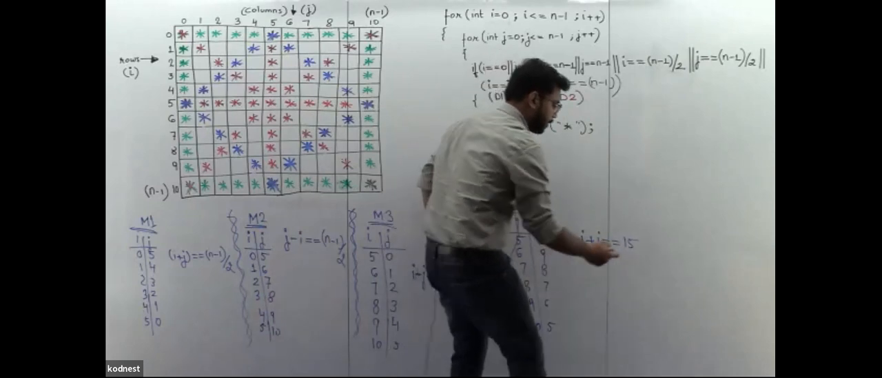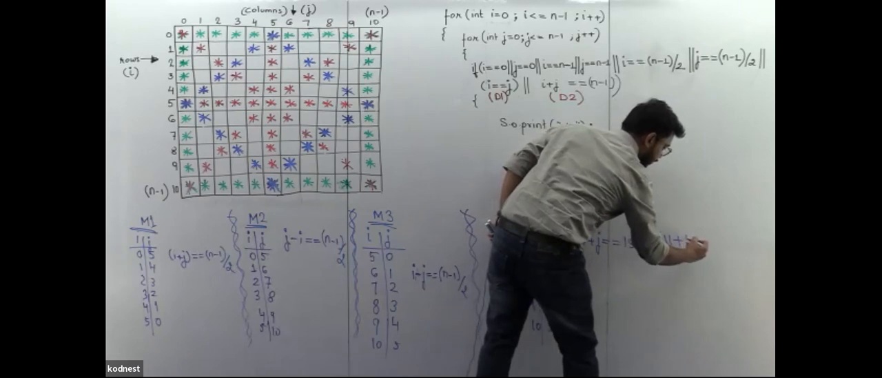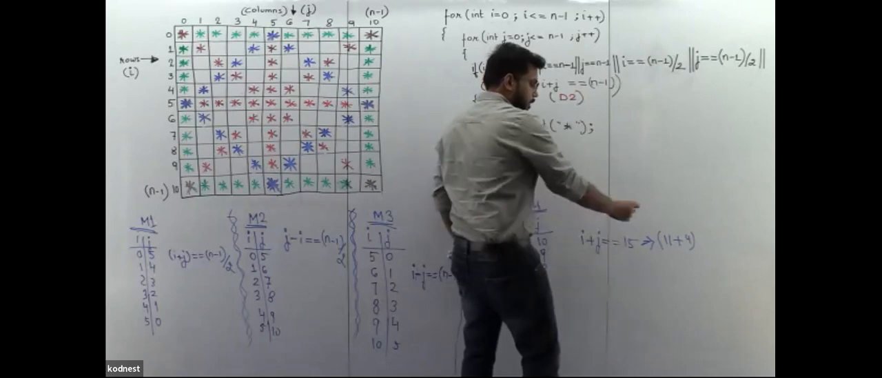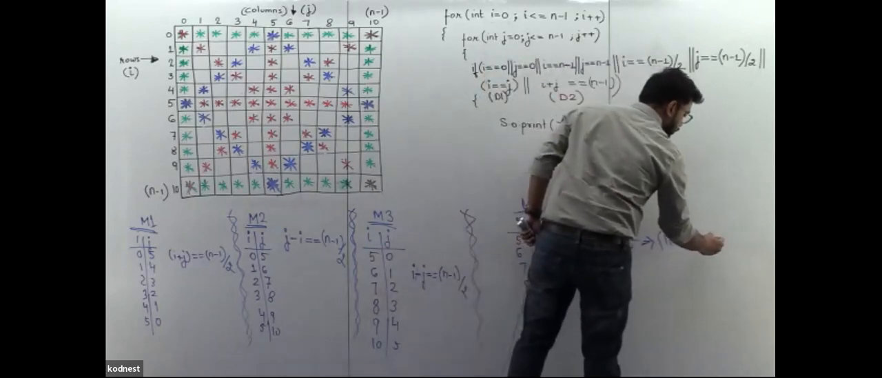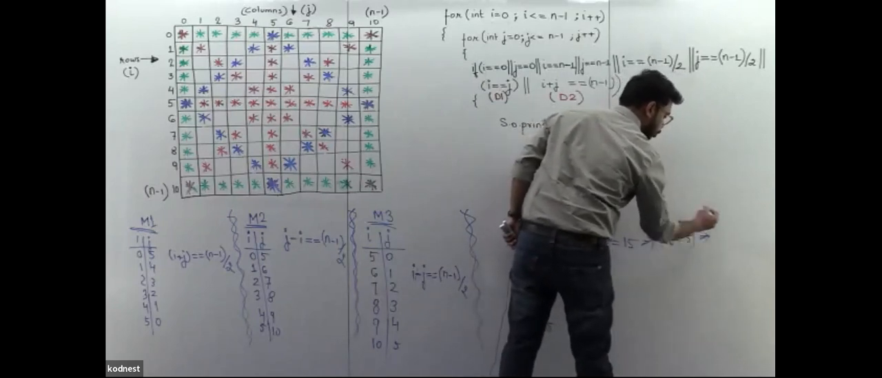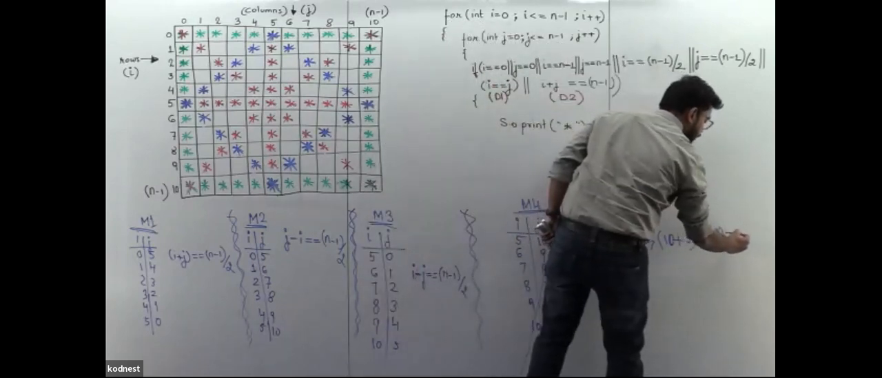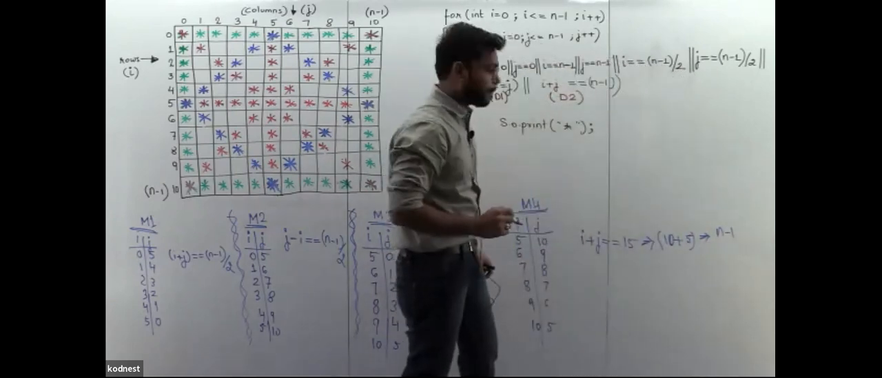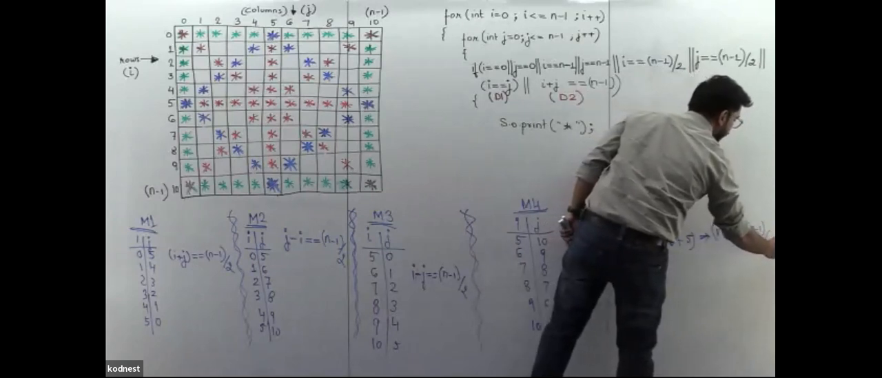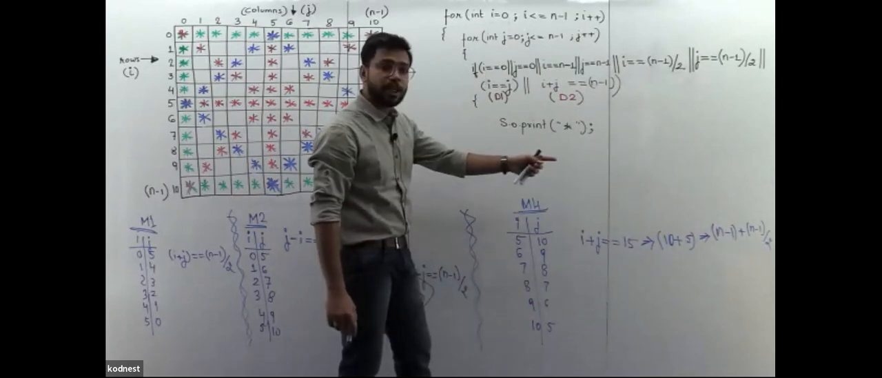That 15, I can tell as 11 plus 4. To be very simple, I will tell 10 plus 5. What is 10? I know the 10 is N minus 1. N minus 1 is 10. And what is 5? (N minus 1) divided by 2 is nothing but 5. That expression I have got.